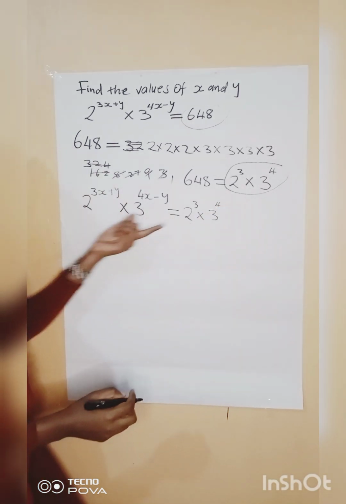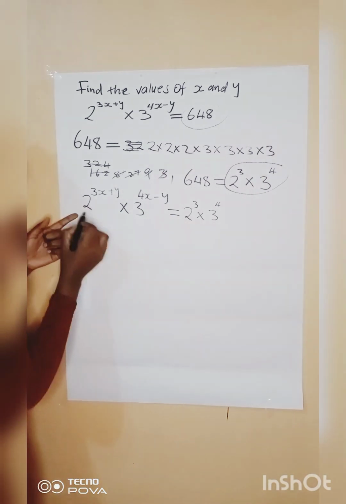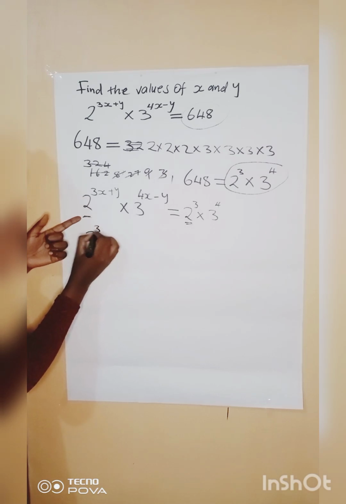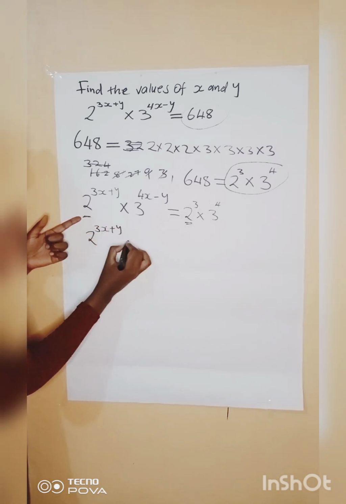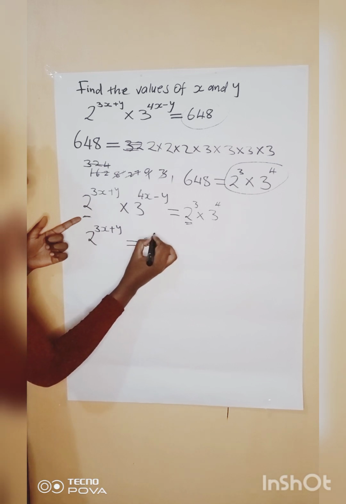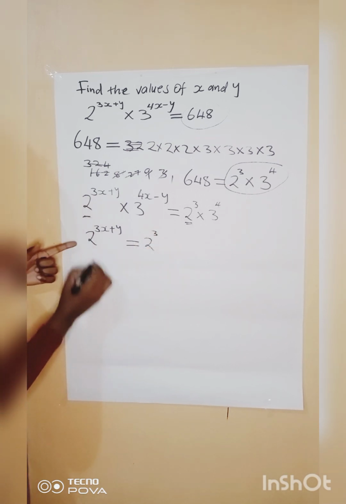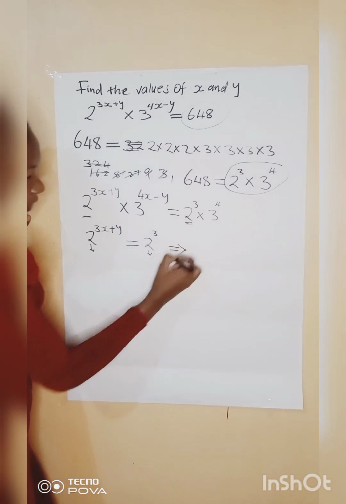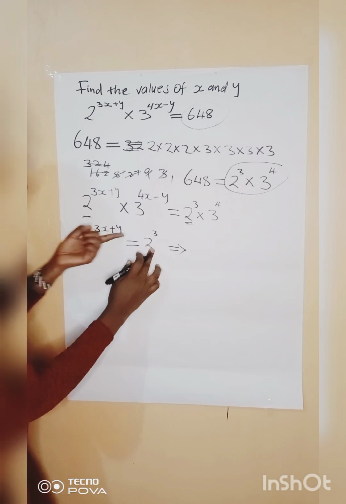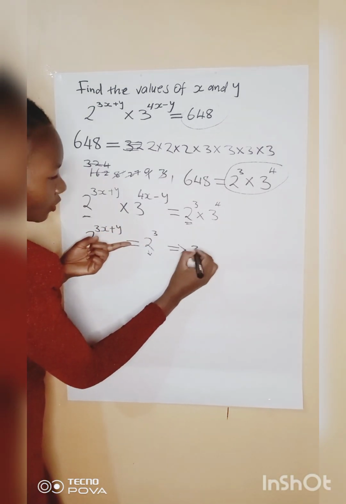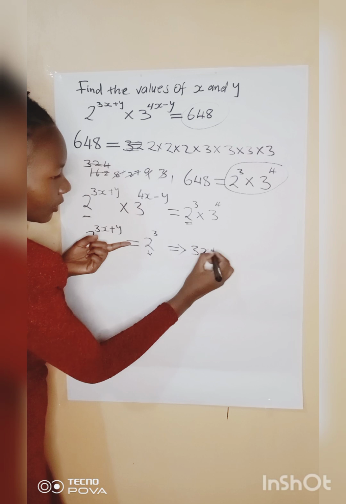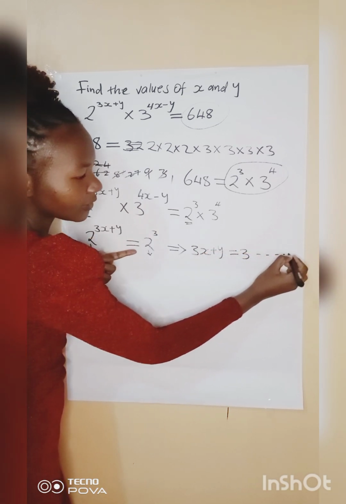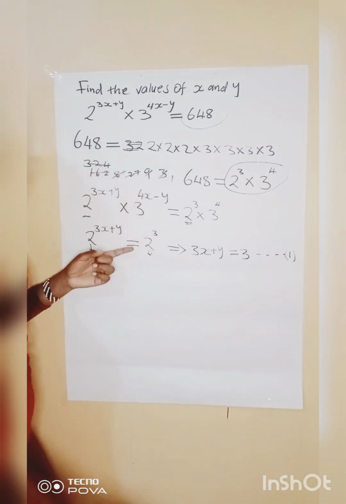Okay, with that now we can equate numbers with a similar base. We have 2 here, we have 2 here. So we say 2 raised to power 3x plus y is equivalent to 2 raised to power 3. Now we can drop the bases here, and if we drop 2 and 2, we are going to remain with the powers, whereby we are going to have 3x plus y equals 3. Now this gives us our first equation.